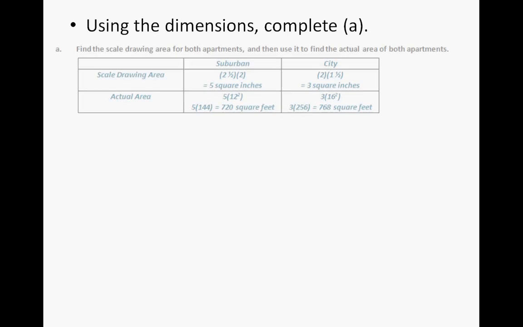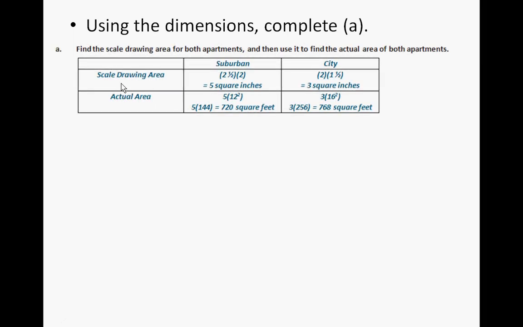Alright, so for part A, you should have this. As far as the scale drawing area, 2.5 times 2 is 5 square inches, and 2 times 1.5 is 3 square inches. So what would that be in actual area? Well, taking 12 squared is 144, so 5 times 144 is 720 square feet. Using the scale factor for the city apartment, it would be 16 squared. So 3 times 256 is 768 square feet.